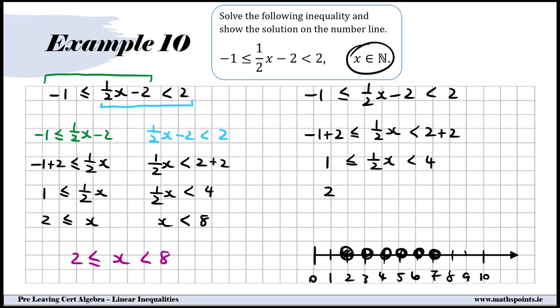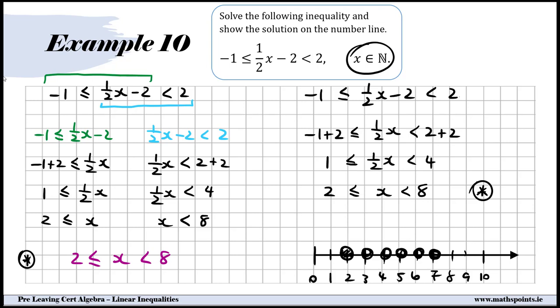So 1 times 2 is 2, less than or equal to a half x times 2 is 1x, which is less than 4 times 2 is 8. And again, we get the same double inequality as we got with the first method we used.